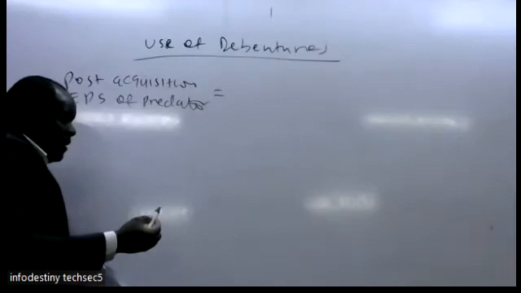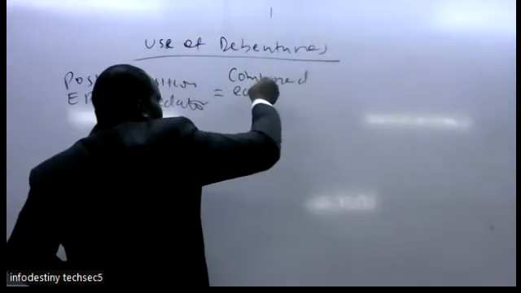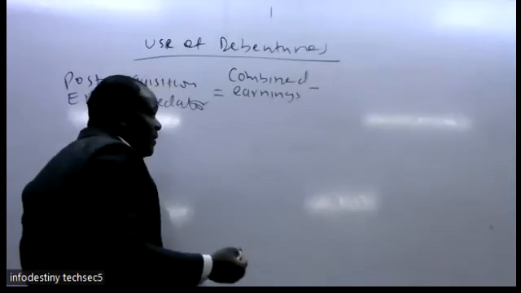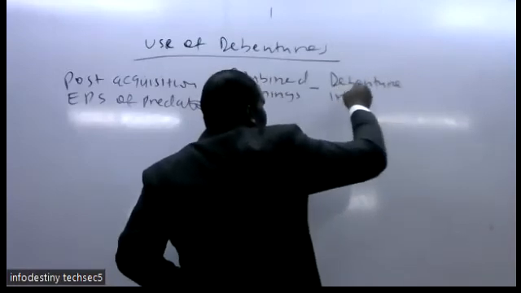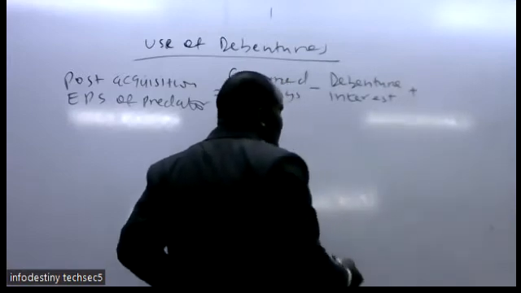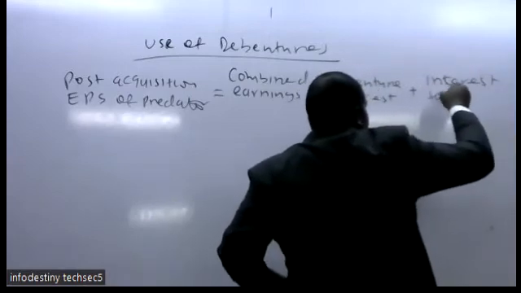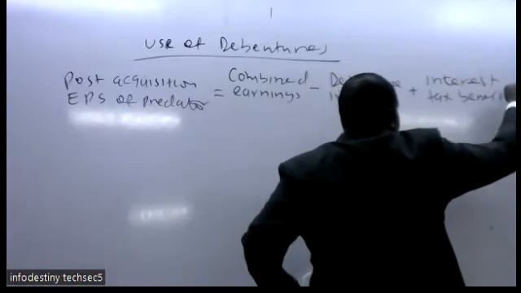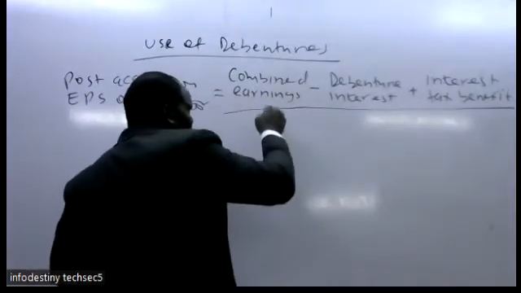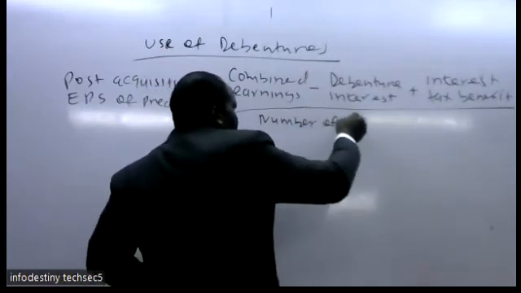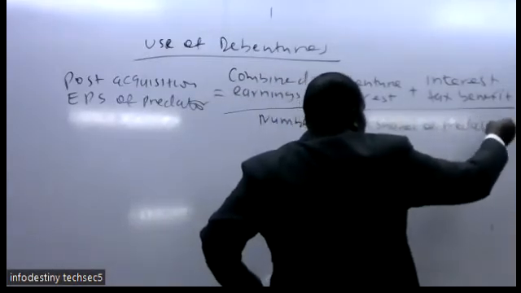Remember, it was simply the combined earnings. You get the combined earnings, you subtract the debenture interest, then we add the interest tax benefit. Then you divide by the number of the ordinary shares of the creditor.